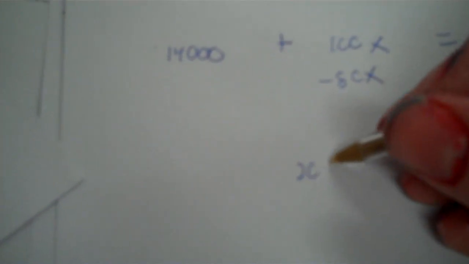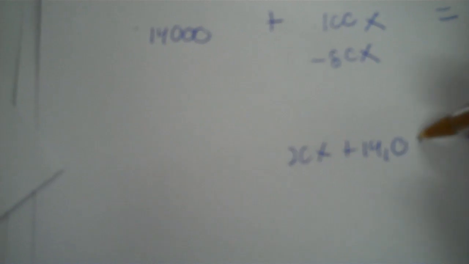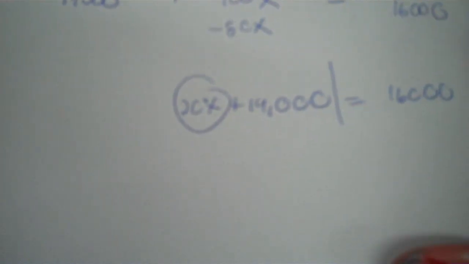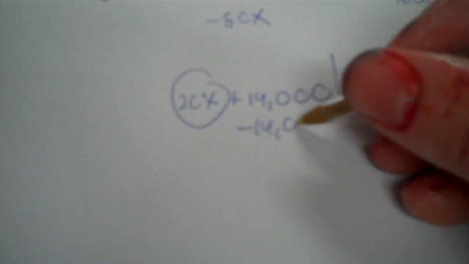So you have 20X plus 14,000. Then, you minus 14,000. That's 2,000. Then 20 times X, and you divide by 20. That's going to be 100. So if there's another test that has 100 points, he's got to get all 100 of them to achieve his goal.